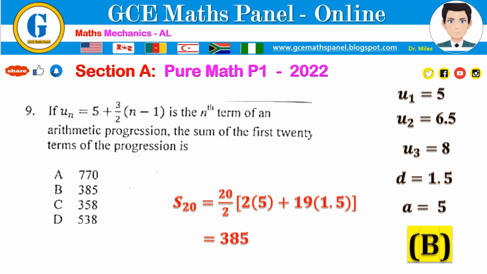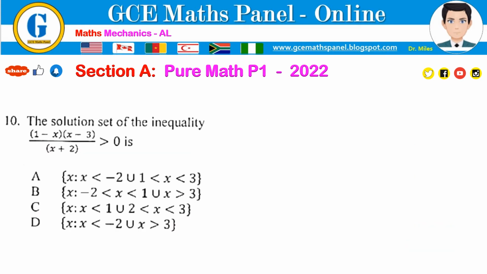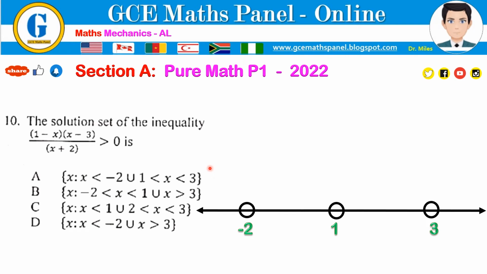Alright, so we have B here. Question 10, the solution set of the inequality. Since I'm working in multiple choice, I like to use the number line to test and get the region. No stress. Making tables here, you may be wasting a lot of time. With this one, the number line will be faster.